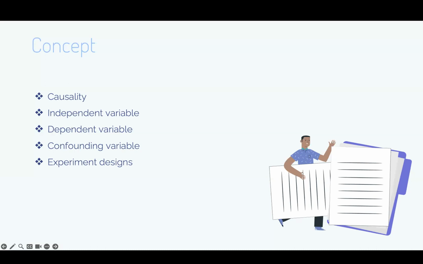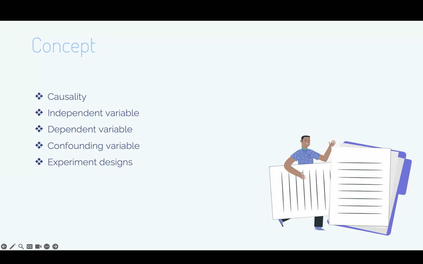Now the confounding variable is like the party crasher. It's that sneaky factor that might mess with our results. Like, oh, is this really the volume that's bothering your neighbor? Or is it because they are trying to sleep?